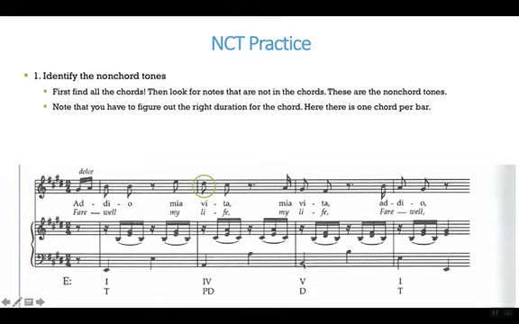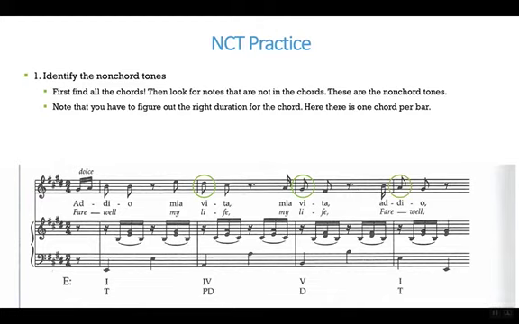Okay, so B, B, D sharp, F sharp. It's a B major chord. And then in the melody here, we have G sharp, F sharp, B. So everything is a chord tone except for that G sharp. So I'm just marking them for now, and then we'll figure out what they are.